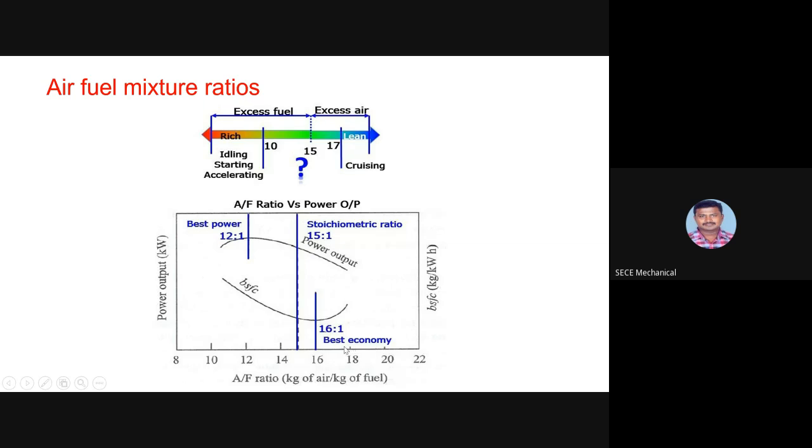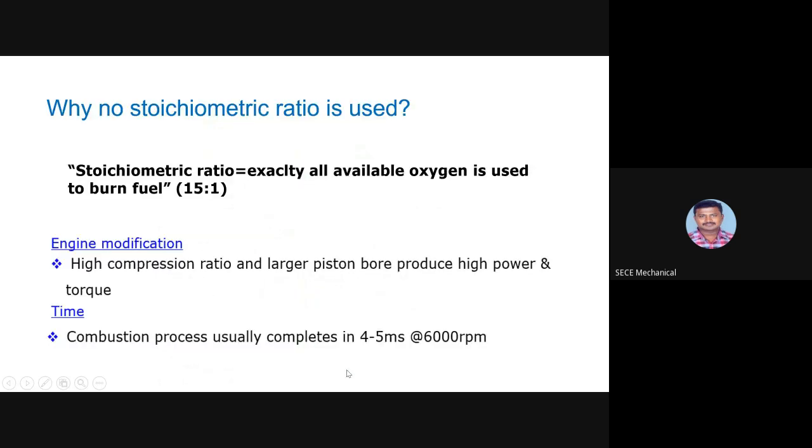Okay, the quantity of air is very less in best power, and the quantity of air is very high in best economy. And for the best power, you should think of more amount of fuel. When you want more amount of power output, definitely you should use more amount of fuel and less amount of air.